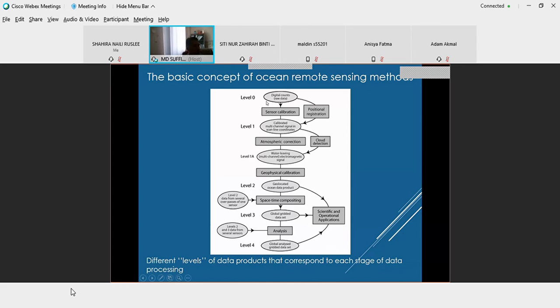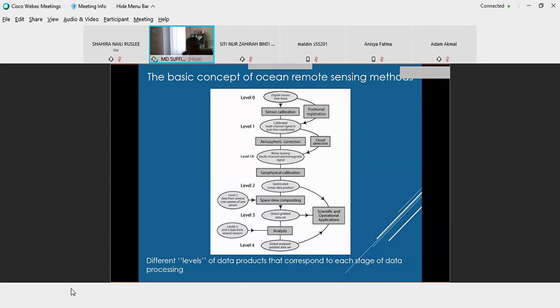And then dia ada level 1A. 1A biasanya yang dah dibuat atmospheric correction, corrected for atmospheric disturbance. So daripada level 1 tu, you buat atmospheric correction and then you convert kepada level 1A. And after level 1A, kadang-kadang dia ada level 1B. 1B adalah geophysical calibration. Level 1B biasanya adalah daily data, data yang diambil setiap hari.